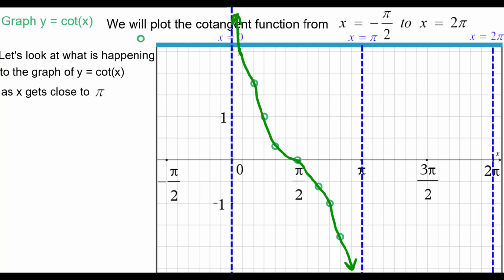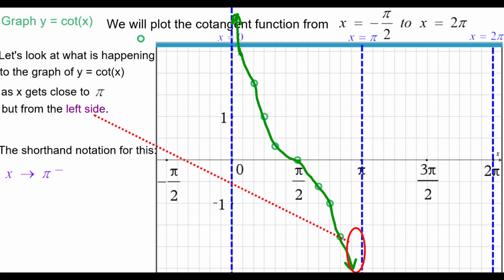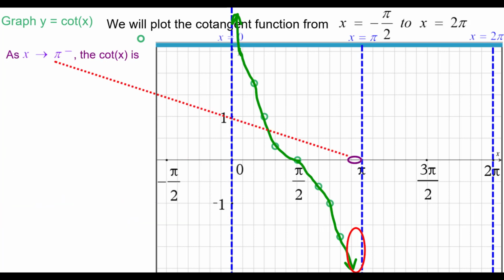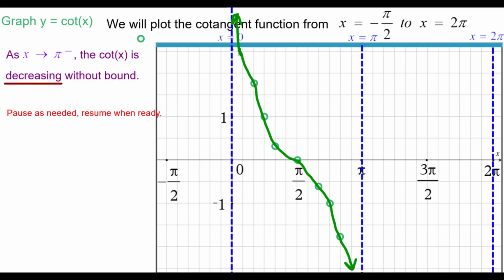And let's look at what's happening to the graph as x gets close to pi, but from the left side, a little smaller than pi. The shorthand notation for this is x arrow pi with a negative sign as the exponent. This is read x gets close to pi from the left. Or we could say x approaches pi, but it's smaller than pi. So as x approaches pi from the left, the cotangent is decreasing without bound, is the phrase that we're going to say. Decreasing without bound, getting very, very large, but in the negative sense.